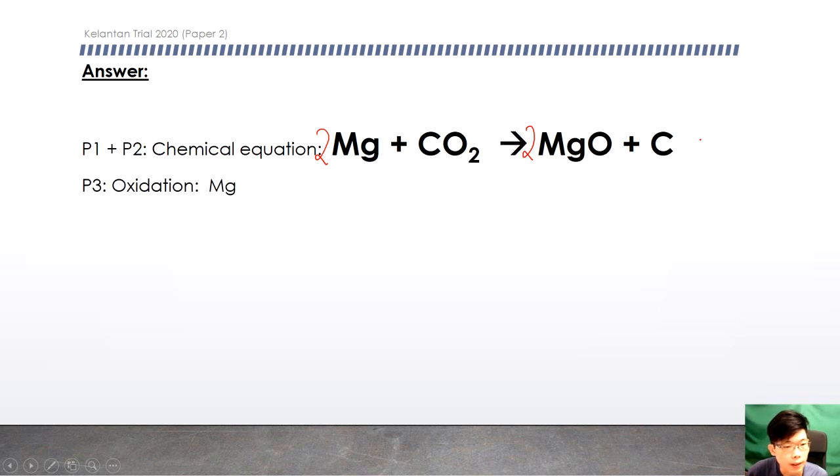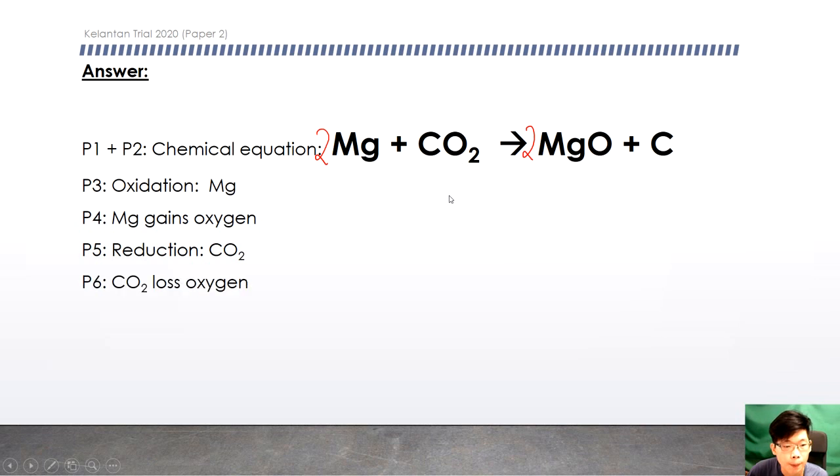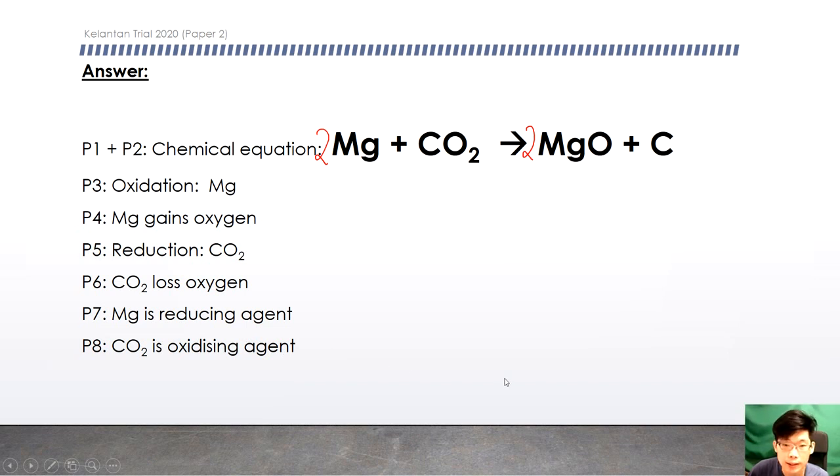Okay, next one. Magnesium undergoes oxidation because magnesium gains oxygen. Carbon dioxide undergoes reduction because it loses oxygen. It forms carbon. Magnesium undergoes oxidation, so it is a reducing agent. And point number 8, carbon dioxide becomes the oxidizing agent. So these are the 8 points you can write in order to get 8 marks.